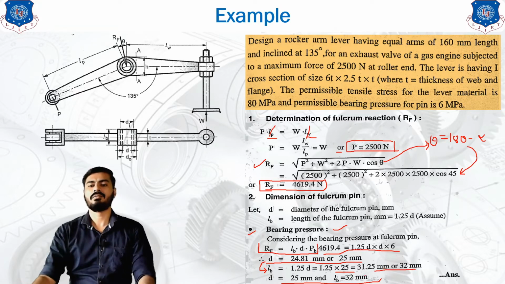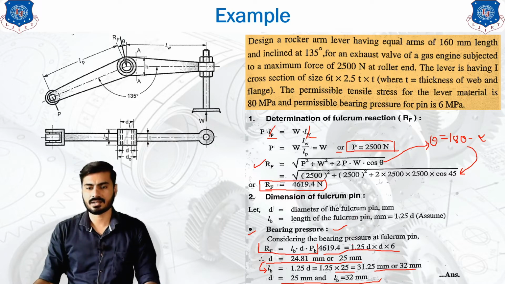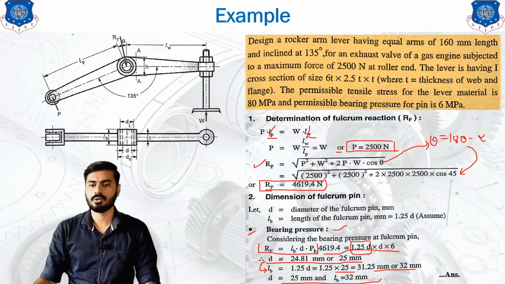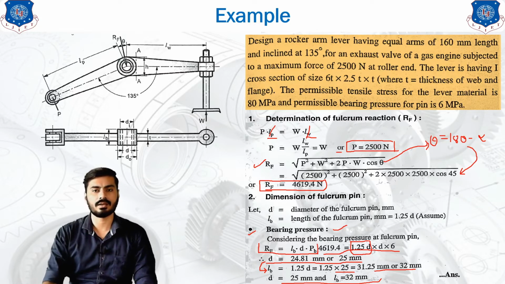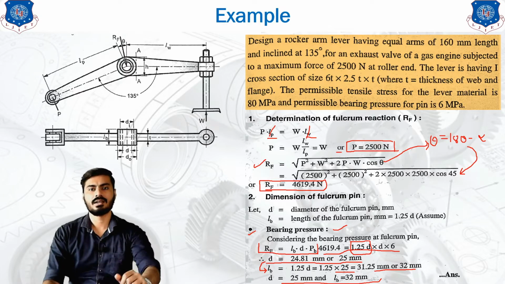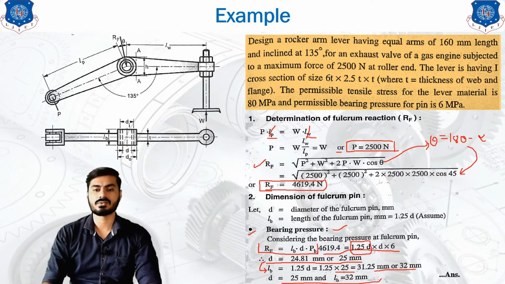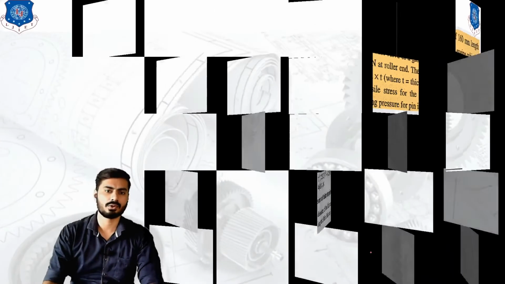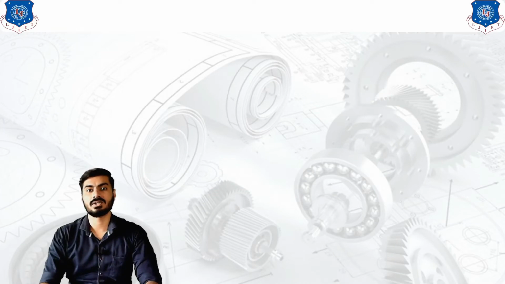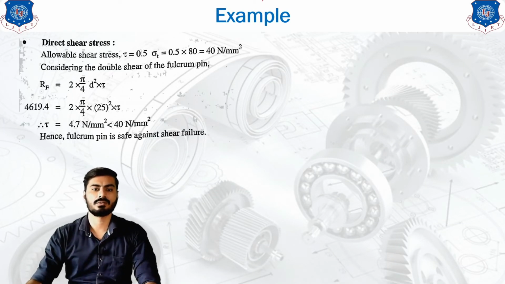But again, we have utilized one assumption in this procedure, and that assumption is 1.25 times D is LB. Due to this assumption, we need to ascertain whether our assumption is safe or not, and to check that, we will check the shear stress generated in the body. Now let's get started with the checking of the shear stress.